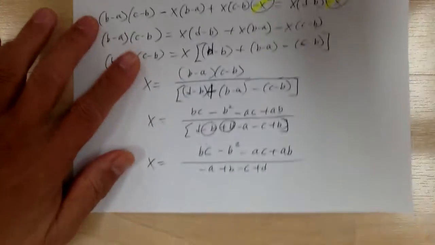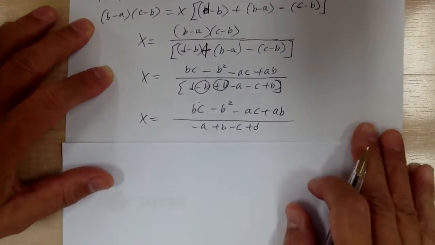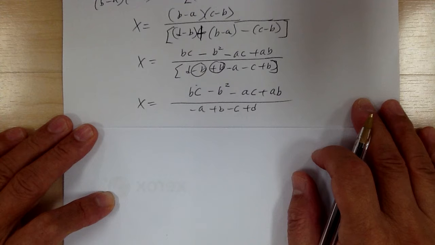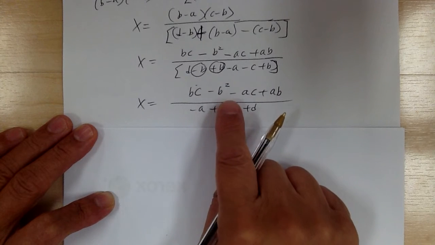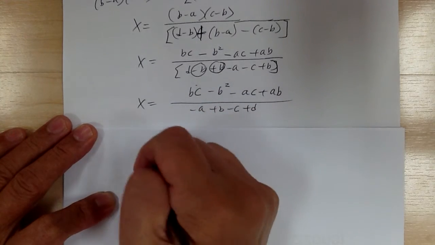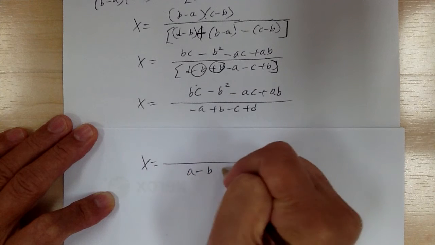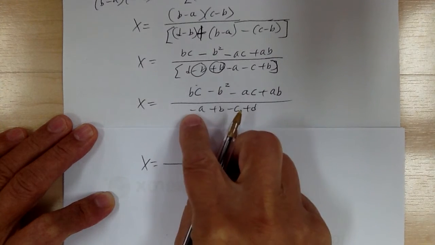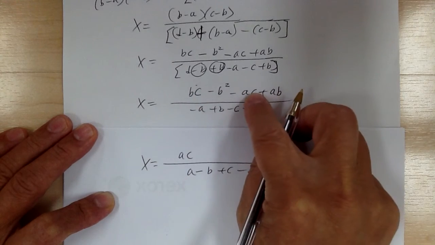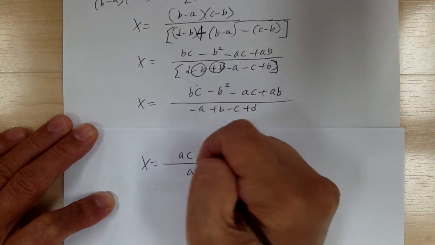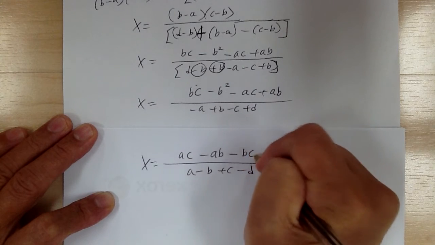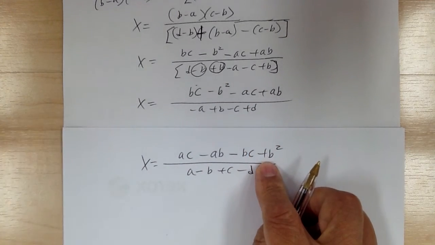Okay, so continue. So x is equal to, and I'm going to multiply by -1 on everything and arrange the terms. So x equal to a minus b plus c minus d. I don't like the negative beginning, so everything got changed sign, and I'm going to put this in the front. So this is ac, and minus ab. Again, everything got changed sign. And then minus bc plus b squared. Okay, so that's what we have.